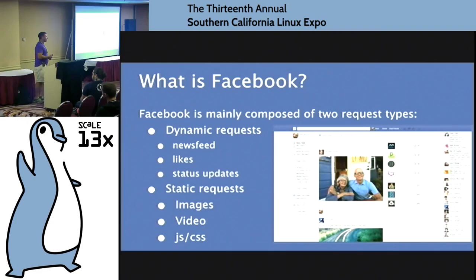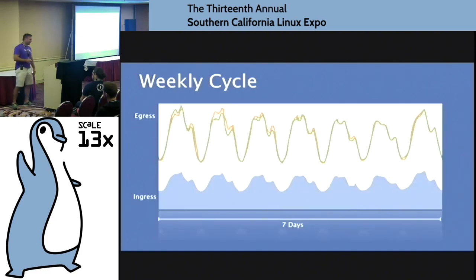The other half of the Facebook requests are static resources. These are requests for resources that aren't going to change each time you hit them. Very common ones are images, videos, and then of course JavaScript and CSS.